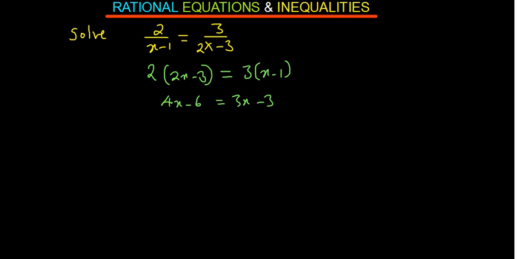Take like terms to the same side. I'll take the 3x the other side, so it becomes negative 3x. I'm going to get this negative 6, take it this side, it becomes positive 6. But remember, I've got a negative 3 that side. 4x minus 3x gives us x. 6 minus 3 gives us 3. So this is the answer to this question.